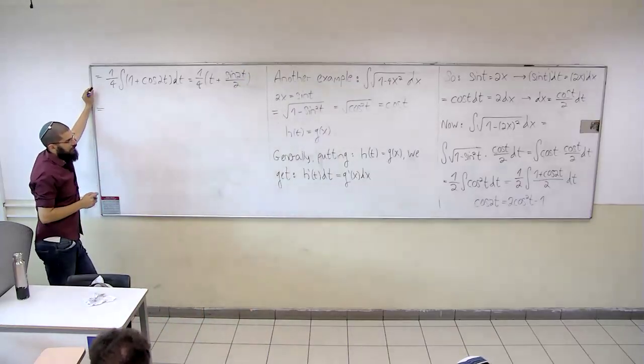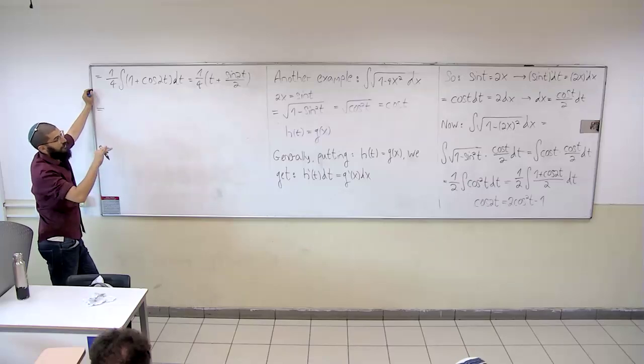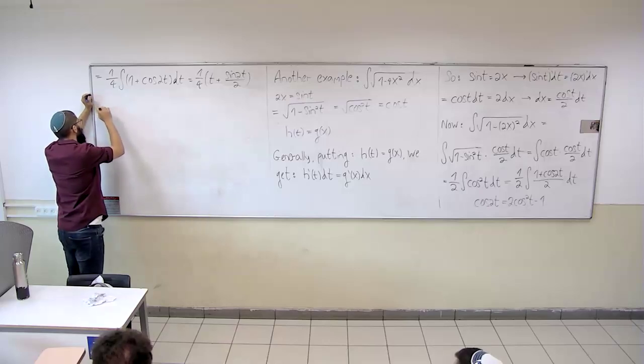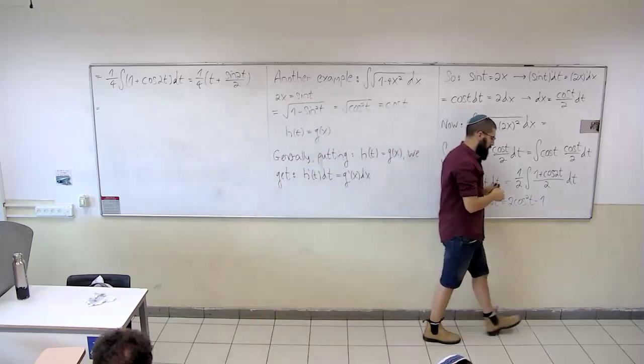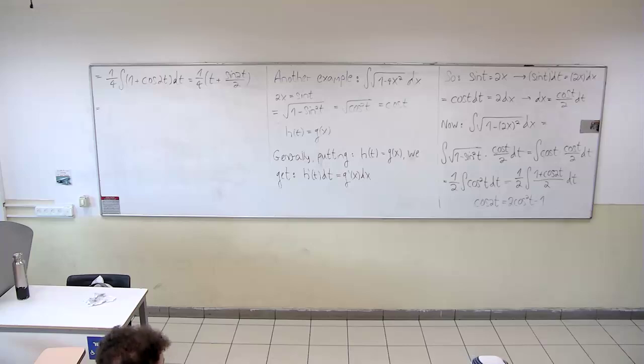Remember, we need to get back to the original variable, which was x. Now we have a little problem. We do not have t or sinus 2t as an expression of x.